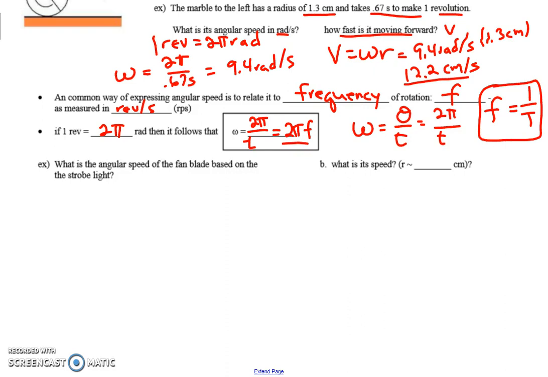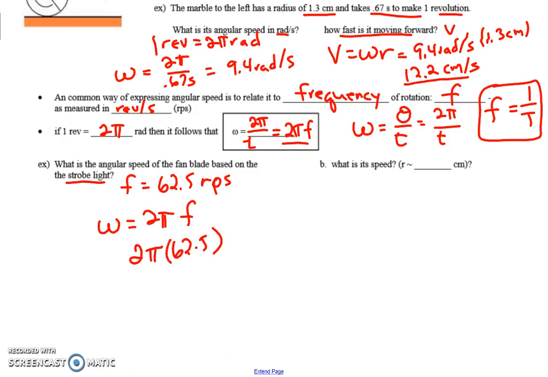Now, I'm going to show you this demonstration tomorrow, but let's say we take a fan, and I'll show you how we can figure out with the strobe light that its frequency is 62.5 revolutions per second. I want to know what the angular speed in radians is. Now I could do a bunch of conversions, but if I use this equation, it's nice. I can say simply that omega is 2 pi times the frequency. 2 pi times 62.5 revolutions per second gives us 393 radians per second.